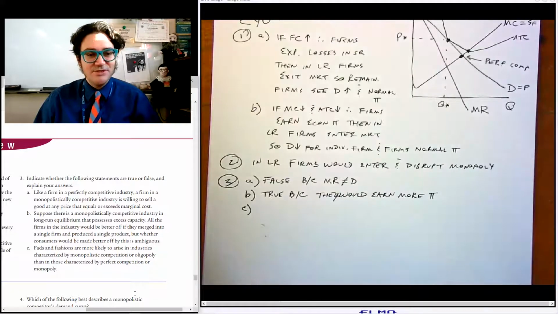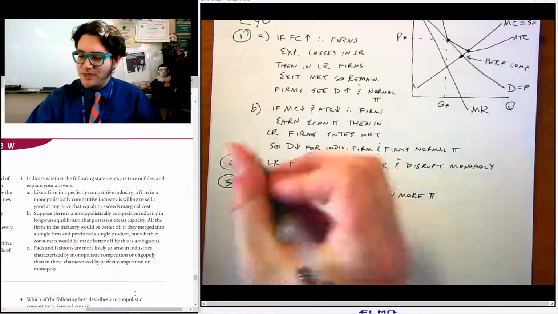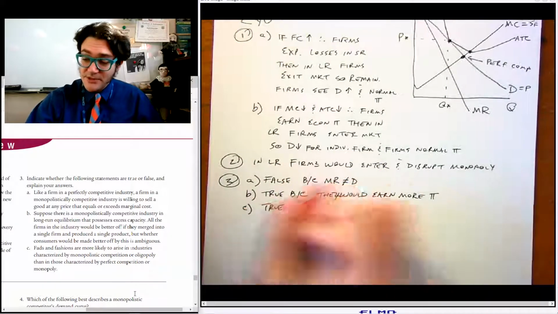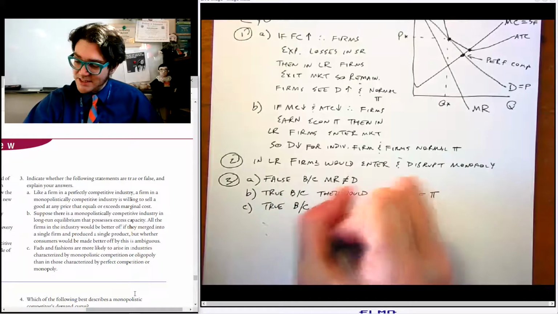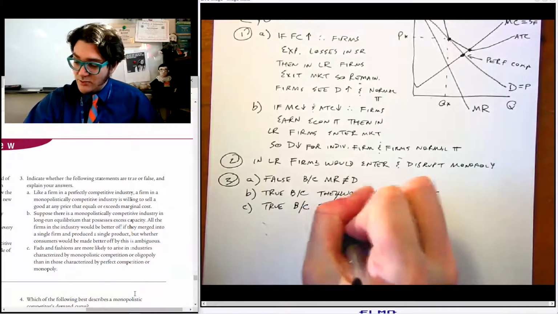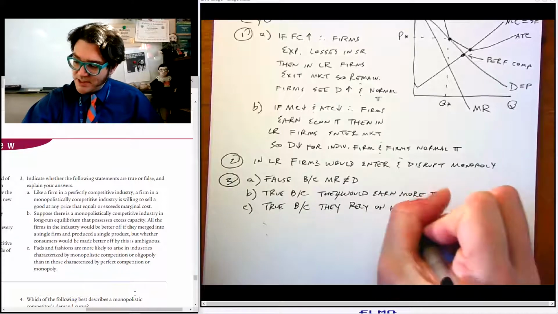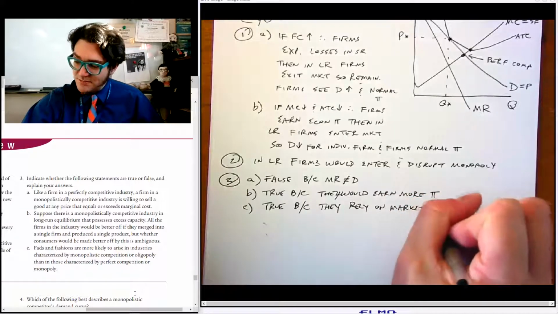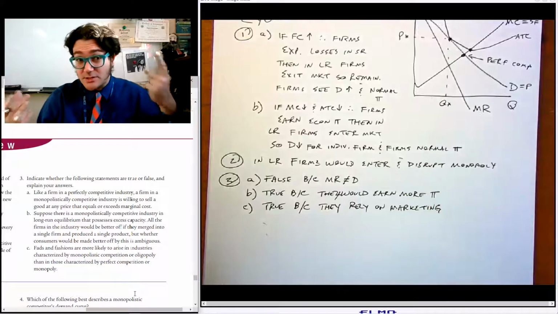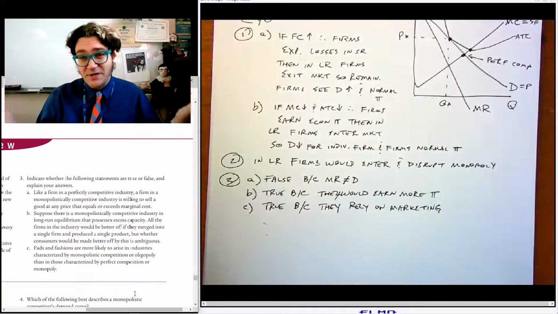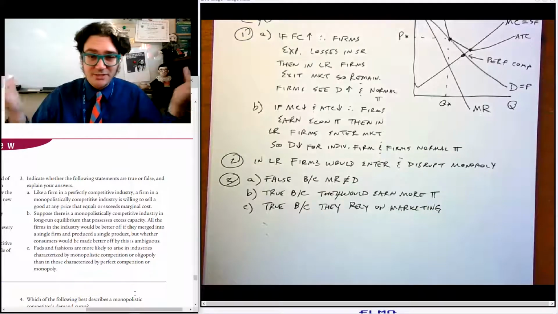C, fads and fashions are more likely to arise in industries characterized by monopolistic competition or oligopoly than in industries characterized by perfect competition or monopoly. That is true. And that one's a fairly easy explanation, because they rely on advertising, rely on marketing. So monopolists don't really have a need to market or advertise because there's only one product. Likewise, perfectly competitive firms don't advertise because all the products are identical.